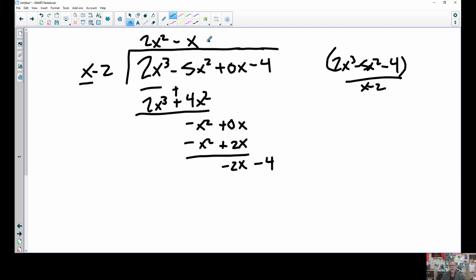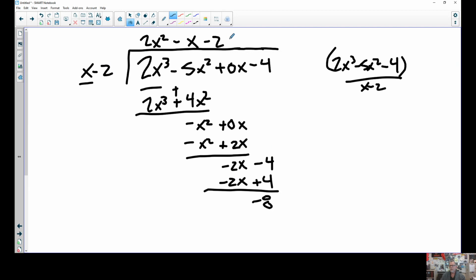And x into this is a negative 2. So negative 2 times that. Negative 2 times negative 2 makes a positive 4. When I subtract, you got to be careful there. I get a negative 8. So this didn't work out with a 0 remainder.